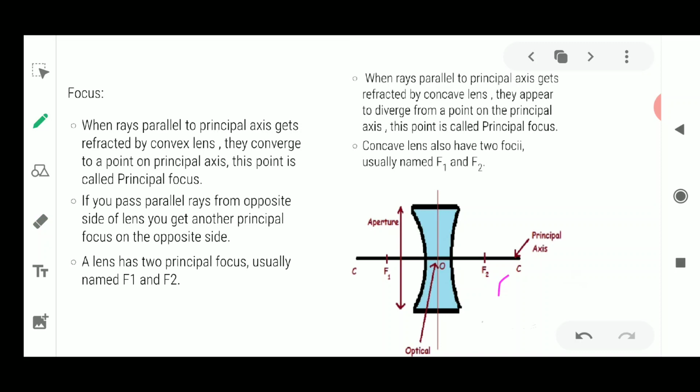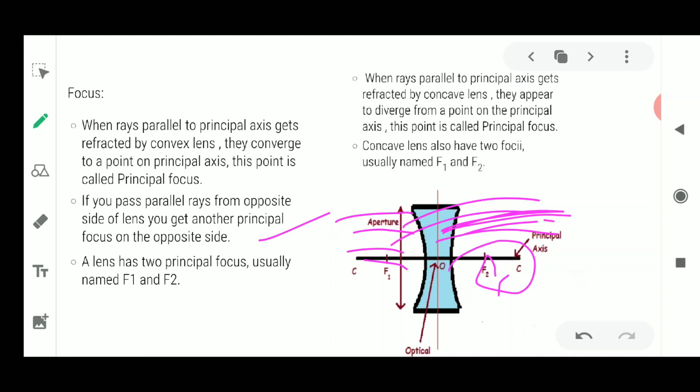Fine. Now if you pass a parallel ray of light from the opposite side of the lens, you will get another principal focus on the other side. Okay, so why do we get two focuses? Because if the light is incident from this side, we get the focus on the other side, and if the light is incident from the right side, we get the focus on the left side.